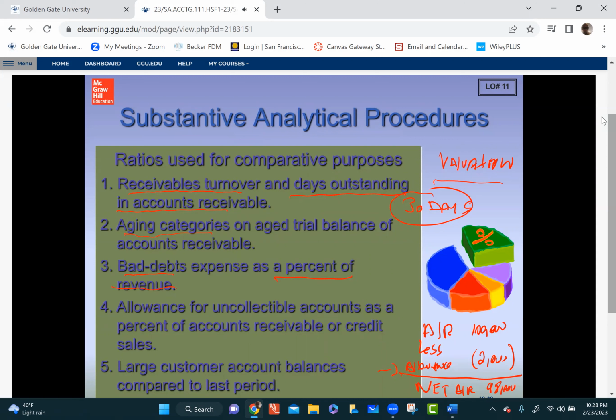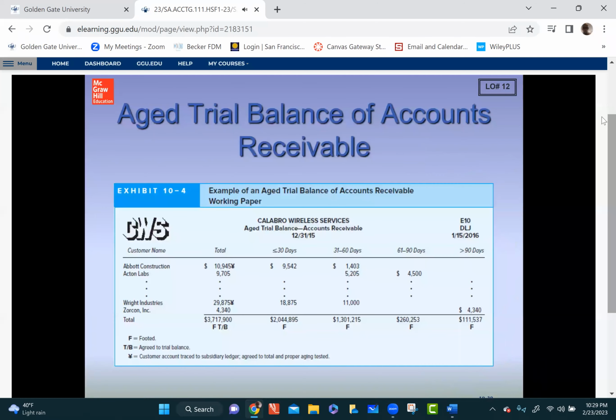Okay, so you can see some of these various analytical procedures that you can do. What's good with these types of things, large customer account balances compared to last period, et cetera. What's good these days, again, using data analytics, you can probably do some fairly detailed analytics to see what's happening with an entire population of receivables, that sort of thing. Okay. All right, good. Now, as I mentioned, we would look at this with the aging.